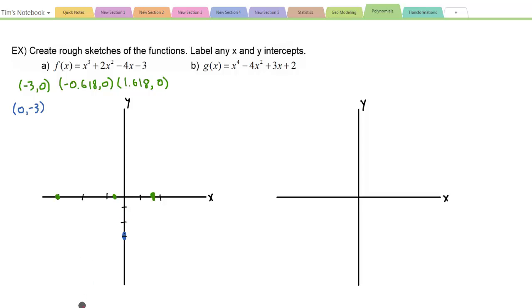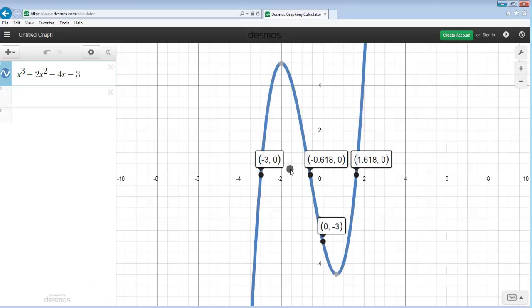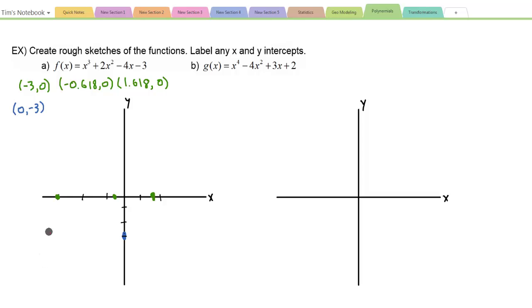Now let's go back to Desmos to figure out what our end behavior was. Now as we went to our left, so as x approached -infinity, we saw that our y was going downwards, okay? And then as we go towards our right side of the graph, as x approaches +infinity, our y's are going up. So I want to put those arrows on my graph here. On this side it's going downwards, and it's eventually going to be going up over here.